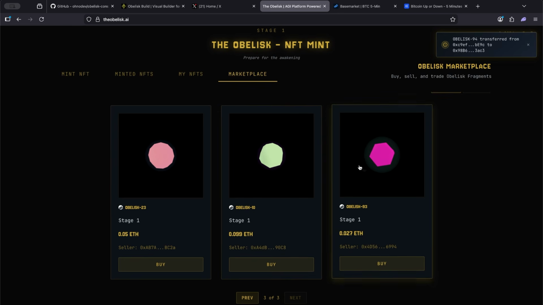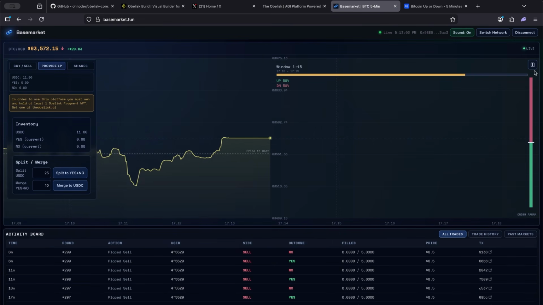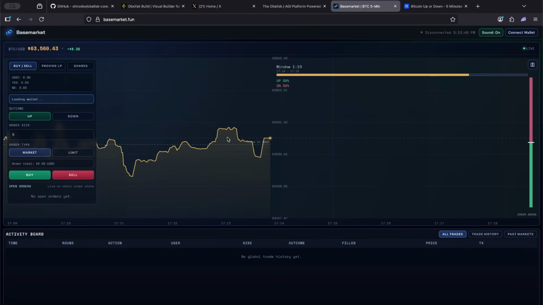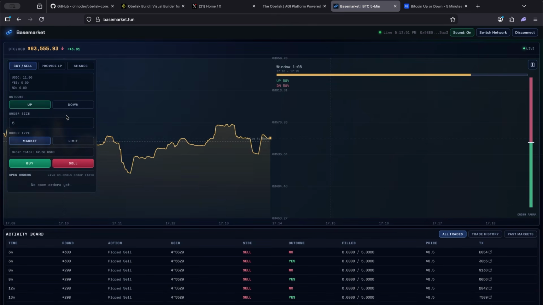There we go. So now you can go back to Base Market if you're connected with the same wallet, and you can just refresh the page, and you should be good with the NFT now. So at this point, you can use the platform. As you can see, you still have about 1 minute left. So if you want to try, you can do this.